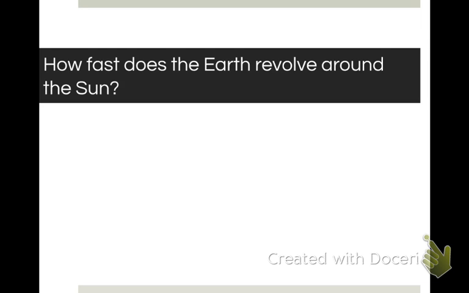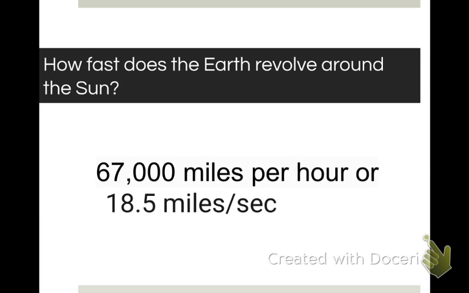Okay, and our answer is the Earth revolves around the sun at 67,000 miles per hour. So whoever has the closest answer to 67,000 miles per hour. If you were to put this in miles a second, that's 18.5, which is crazy fast. So go ahead, pass out candy, and then resume the video.